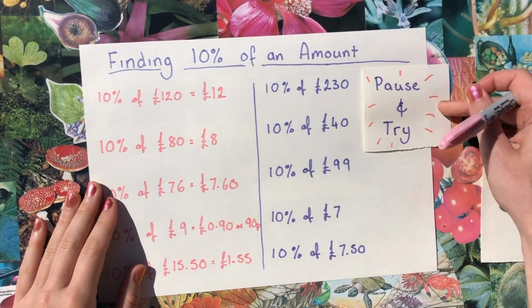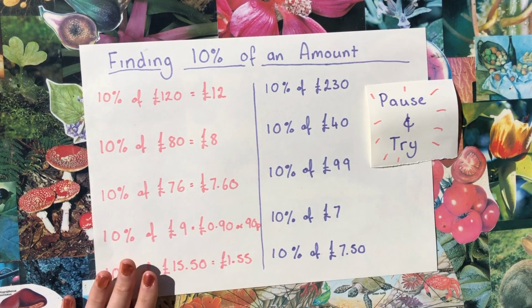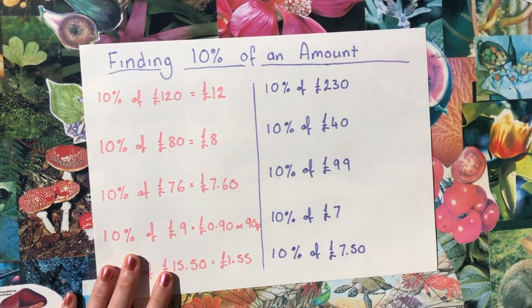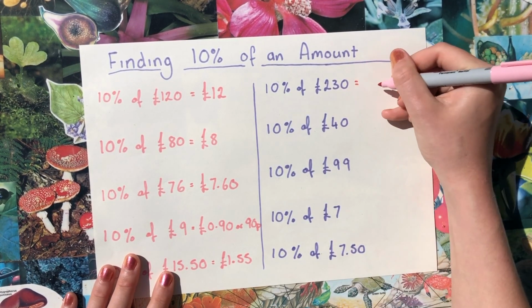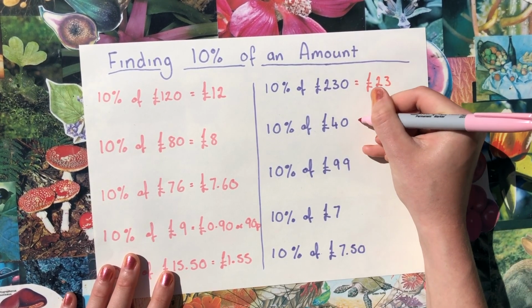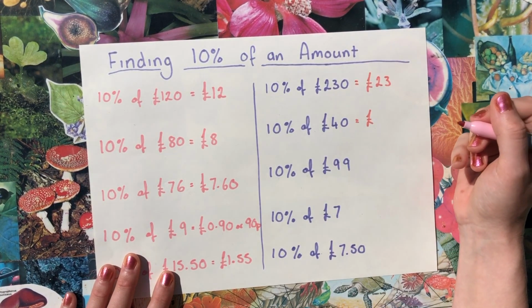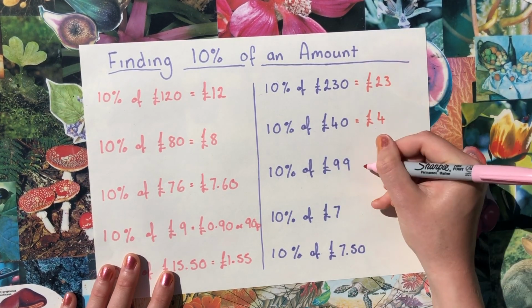Why not have a pause and try? Right, time for answers. 10% of £230. Remember your pound sign? That is £23. 10% of £40, we can just take the 0 off there because it ends in a 0. That's going to be £4.